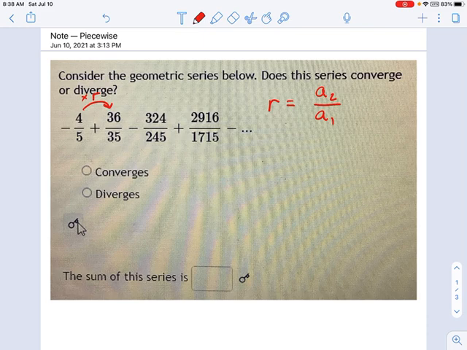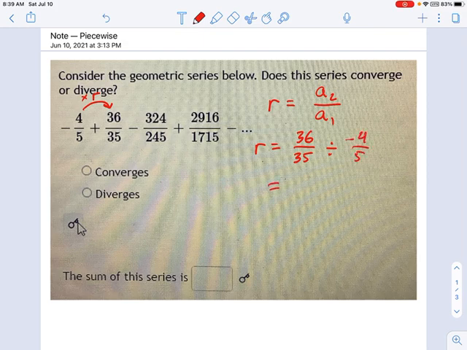And as a little exercise, if you're not sure where that came from, pause the video, go get your explicit formula, and plug in n equals 2, and you can see how I got this. Now, let's go about doing this. Let's say R equals A2 divided by A1. Well, A2 is 36 over 35, and A1 is a negative number, negative 4 over 5.